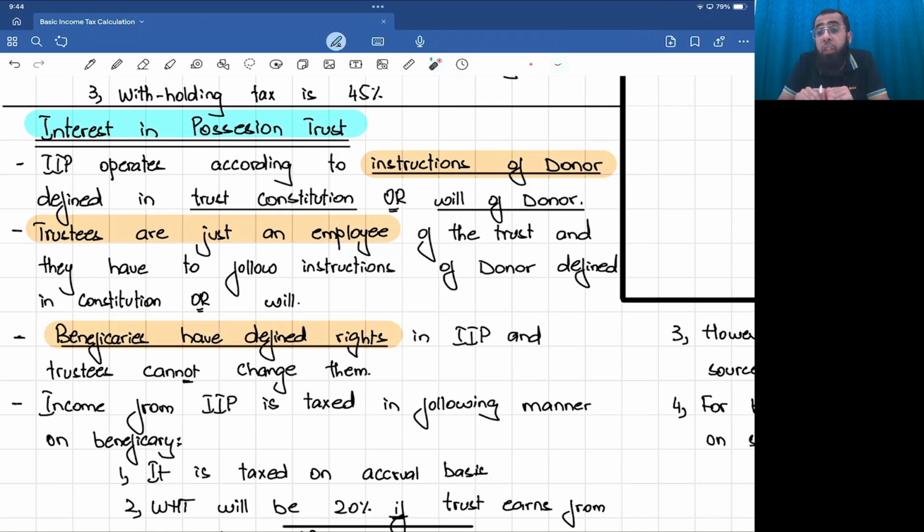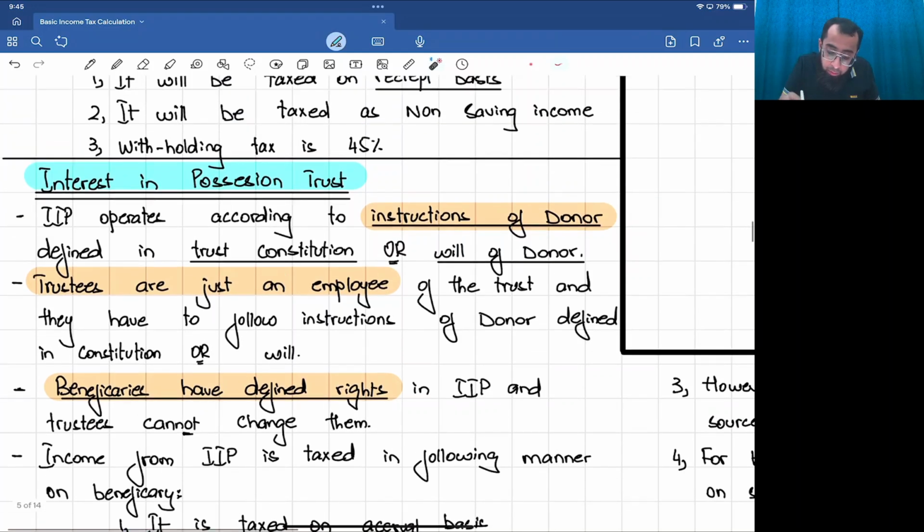Now, in interest in possession trust, you cannot do tax planning. You cannot change beneficiaries. You cannot change according to their personal allowances or tax bands. Here, the beneficiaries have defined rights and trustees cannot change them.